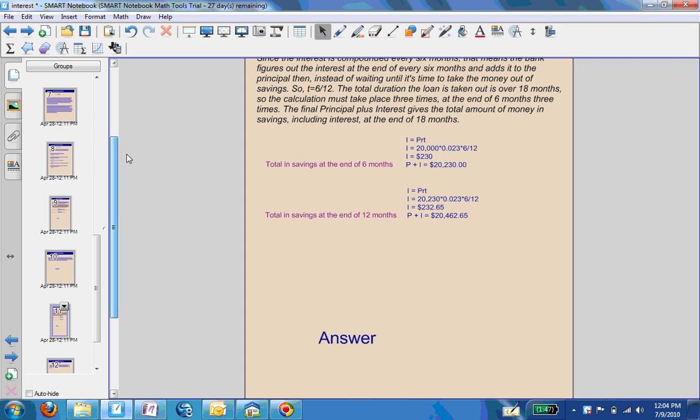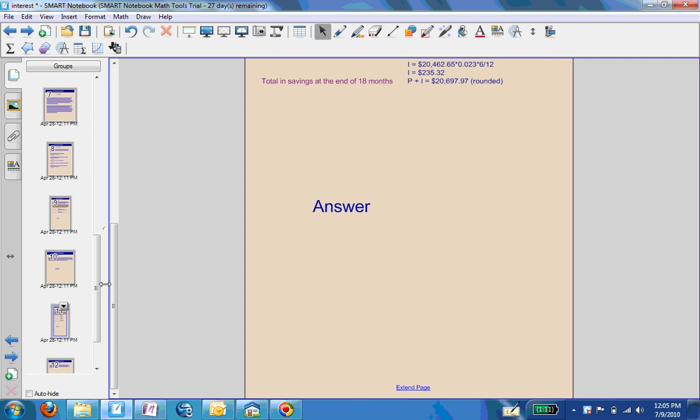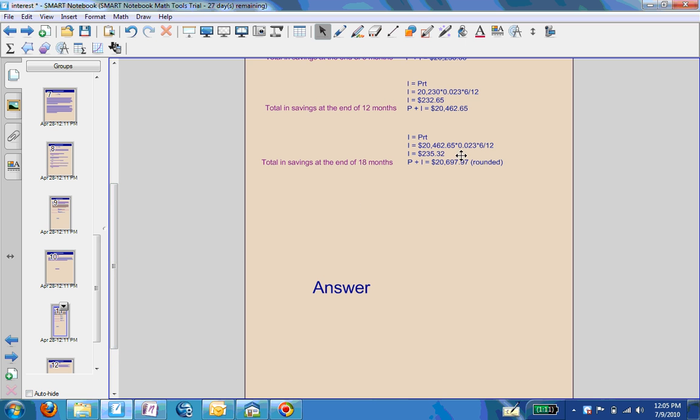Again, only the principal changes between each step. The rate and the 6/12, the time, those don't change. Only the principal changes. So we're going to calculate yet again to find the total in savings at the end of 18 months. And we find our interest, add that to the principal that we had brought down, and that'll give us our total principal.